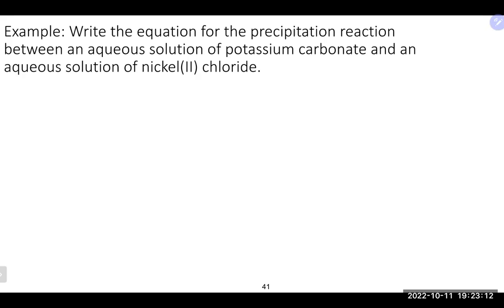So the first thing we want to do is make sure we get the right formulas, like we were doing in naming. So we're doing some potassium carbonate. Potassium is K+, right? Carbonate is CO3 2-. So when we put that together, K2CO3 would be the proper formula.